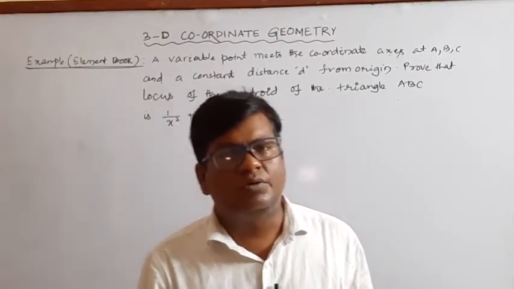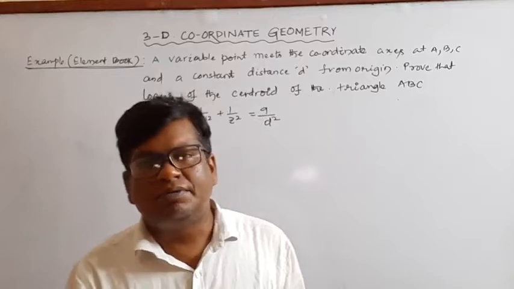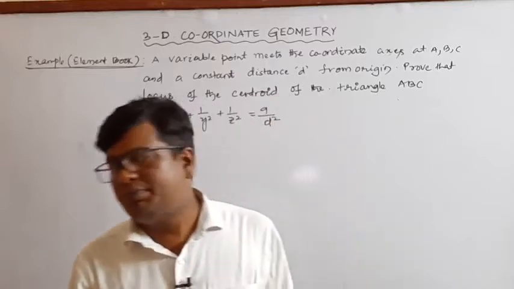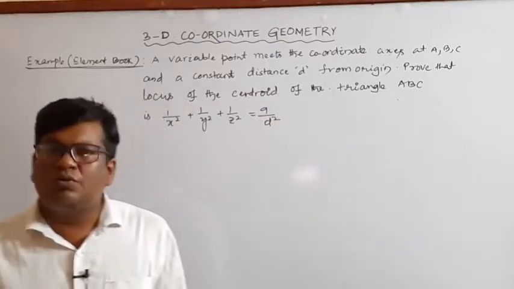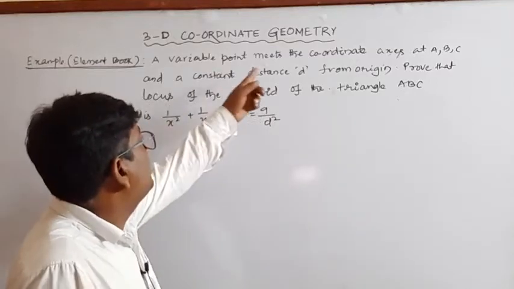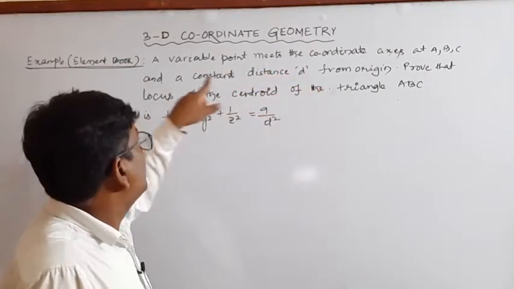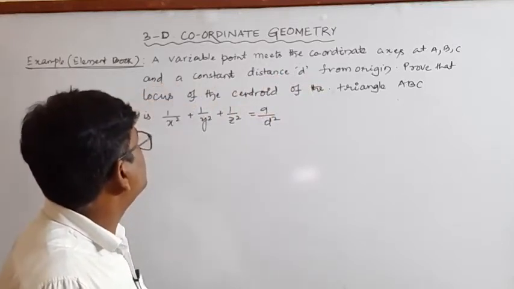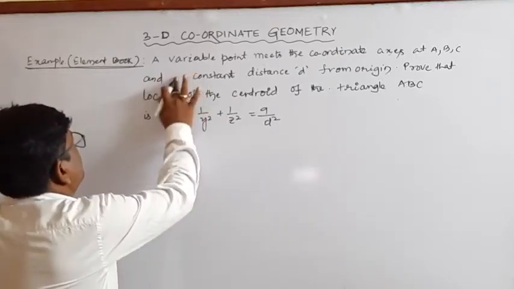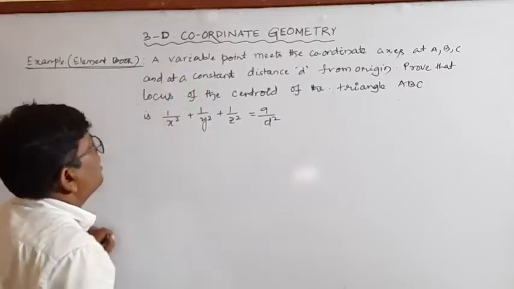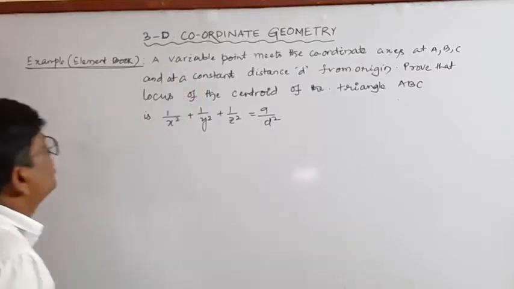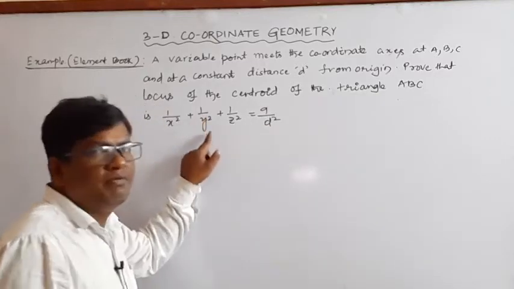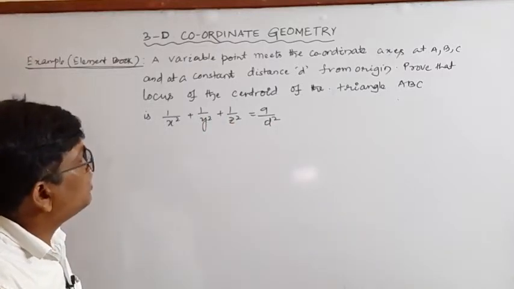Now today we are going to discuss some problems related to the perpendicular distance or shortest distance of a point to the plane. One question is here: a variable plane meets the coordinate axes at the points A, B and C at a constant distance d from origin. Prove that the locus of the centroid of the triangle ABC is 1 by x square plus 1 by y square plus 1 by z square is equal to 9 by d square.